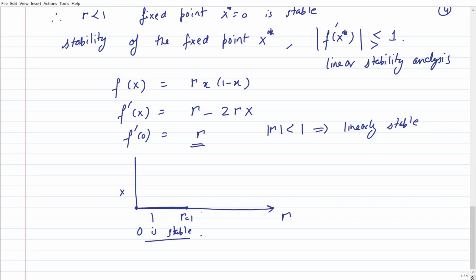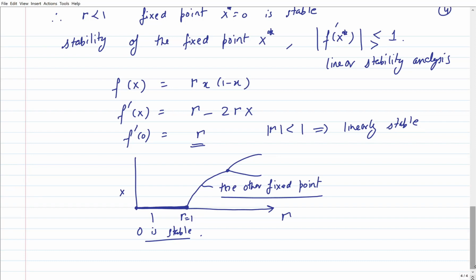The moment R becomes greater than 1, the fixed point remains, certainly. This is going to be a fixed point for any value of R, but it loses stability and pops up another fixed point, which we are going to see. So this is the other fixed point. And as I crank up R, this fixed point is going to change location, and then I'll have a period doubling thing, and so on and so forth.